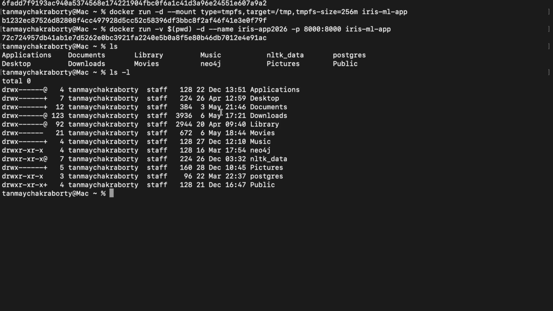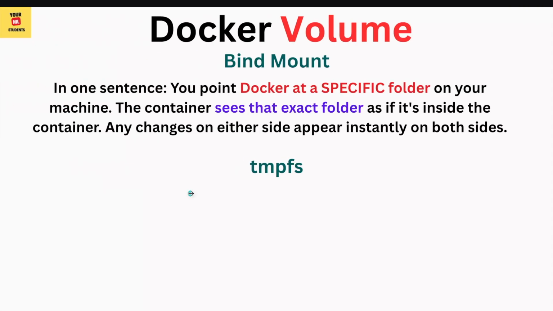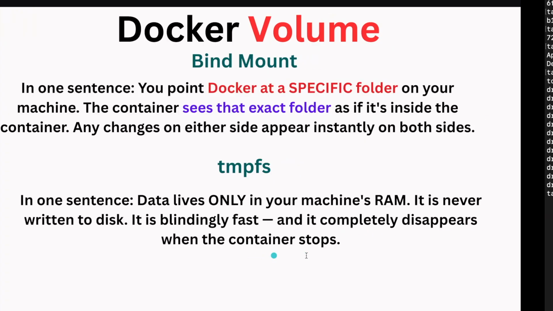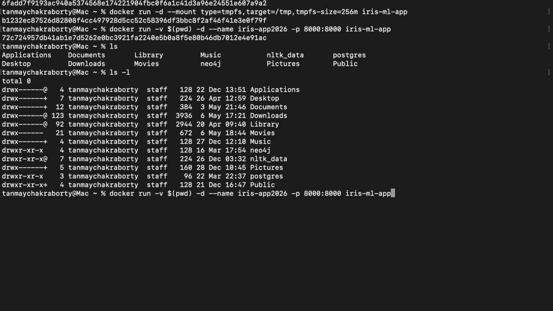Okay, great. And the next and final part, tmpfs. In one sentence, data lives only in your machine's RAM. It never returns to disk. It's blindingly fast, and it completely disappears when the container stops. Simple. And this is the simple command for that, which I was showing you wrong. So docker run -d --mount type=tmpfs. Now when I'm executing this command, the target I'm saying is /tmp.